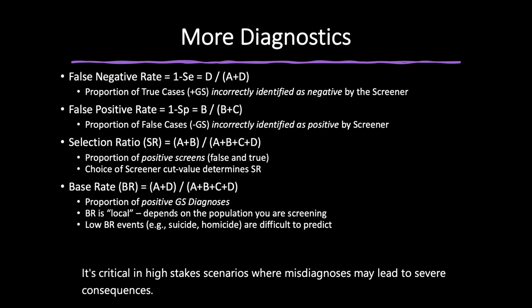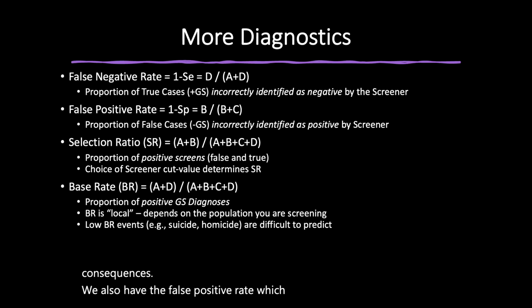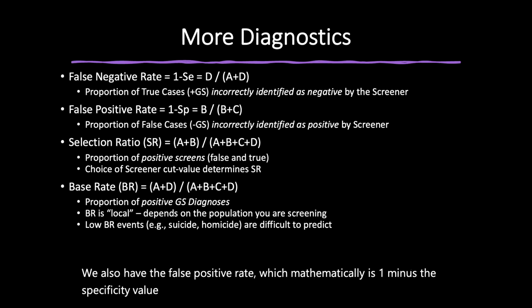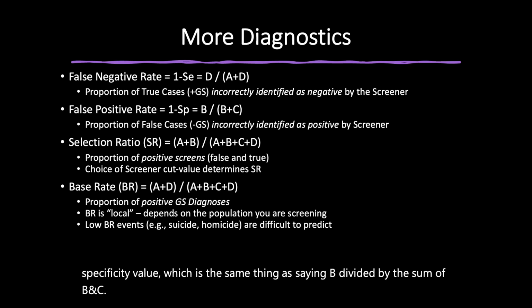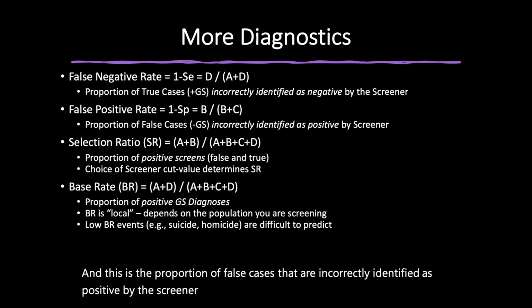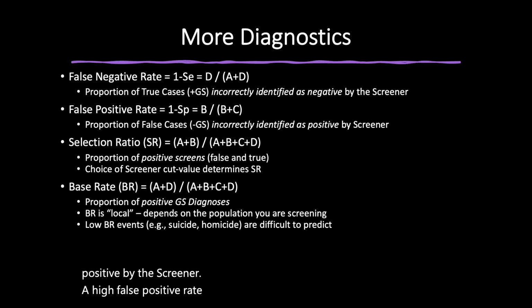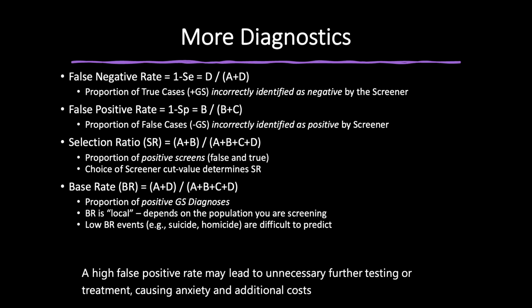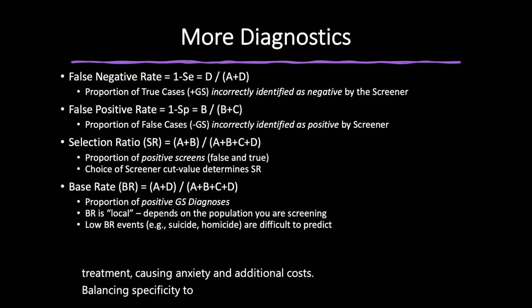We also have the false positive rate, which mathematically is 1 minus the specificity value, which is the same thing as saying B divided by the sum of B and C. And this is the proportion of false cases that are incorrectly identified as positive by the screener. A high false positive rate may lead to unnecessary further testing or treatment, causing anxiety and additional costs. Balancing specificity to minimize this rate is key to patient safety and health economics.